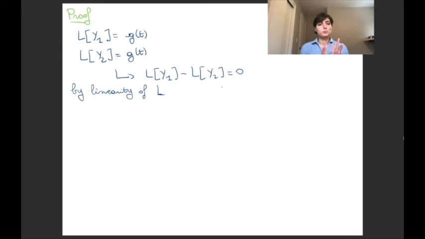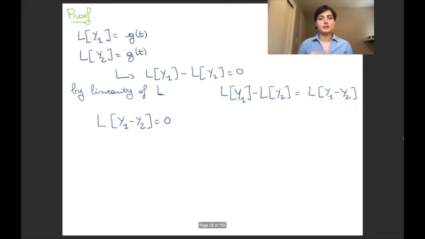Let's look at the proof of why the difference between two solutions of the non-homogeneous ODE should be anything interesting. Well, first of all, if you have L applied to y1 equals g of t and L applied to y2 equals g of t, then the difference between them is equal to 0. So L applied to y1 minus L applied to y2 is equal to 0. But remember that L is a linear operator.